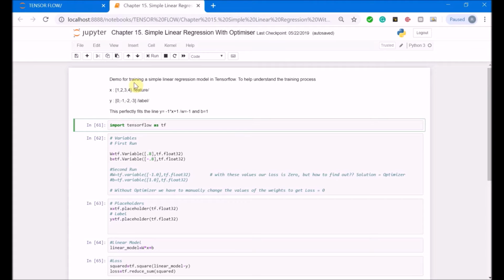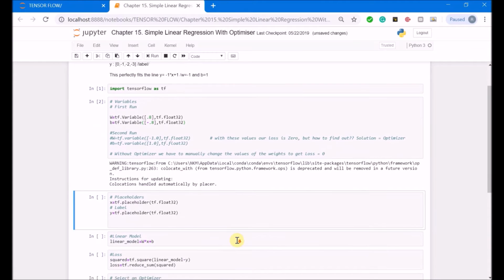If you want to start fresh, all you have to do is click on Kernel, Restart and Clear Output. We'll wait for some time, it doesn't take too long, depending on the processing power of your computer. There you go. The first line of code, as usual, import TensorFlow as tf, and this time we are going to start with the values 0.8 and -0.8 and let the optimizer do the job instead of feeding in the actual values of -1 and 1, which satisfy the equation y equals mx plus c.